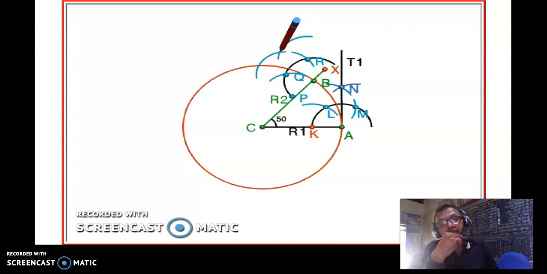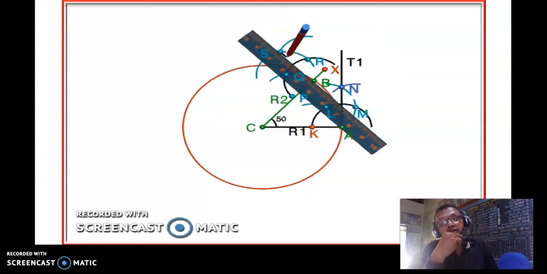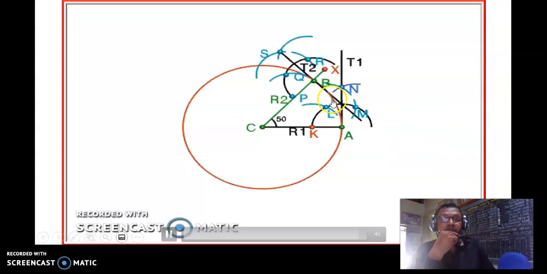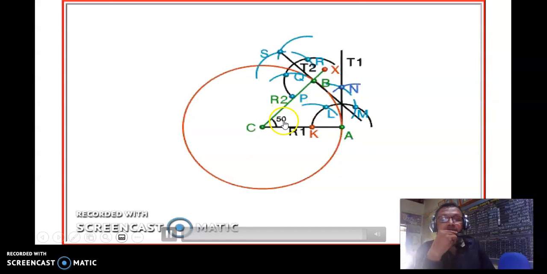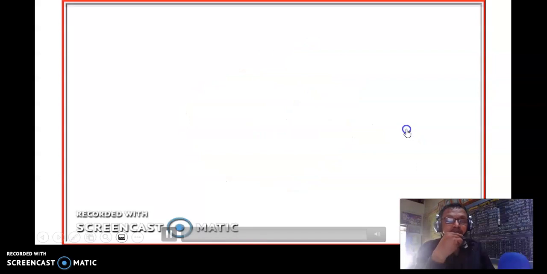Now join S and B, drawing through the point B. So now this is the tangent T2. Now measure the angle between T1 and T2. This is 50, and this is 130, because the sum of the opposite angles must be equal to 180 degrees. So no doubt this must be 130 degrees. Measure and verify.